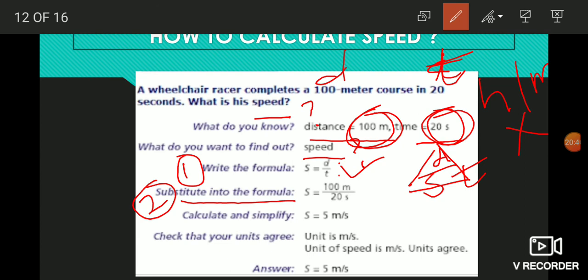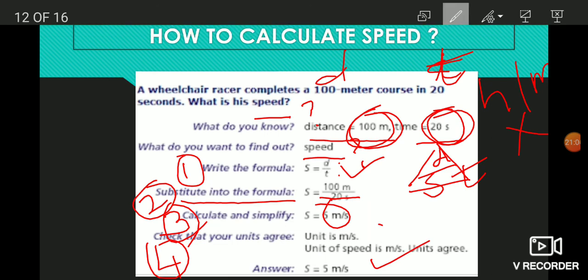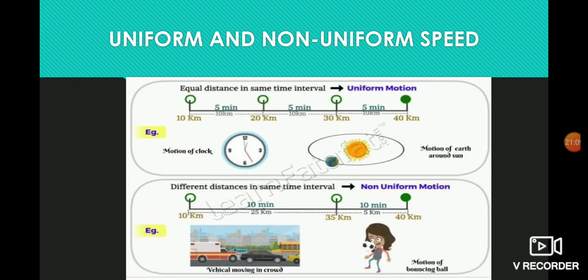Now the second step we have done. Instead of writing D, we have written 100 meters, and instead of writing T, we have written 20 seconds. Now the third step is you have to calculate and simplify. So 100 divided by 20 is 5. And the fourth step is writing the answer, which is 5 meters per second. So this is how you do the numerical. I'll give you more examples regarding this. Then moving on to the speed.